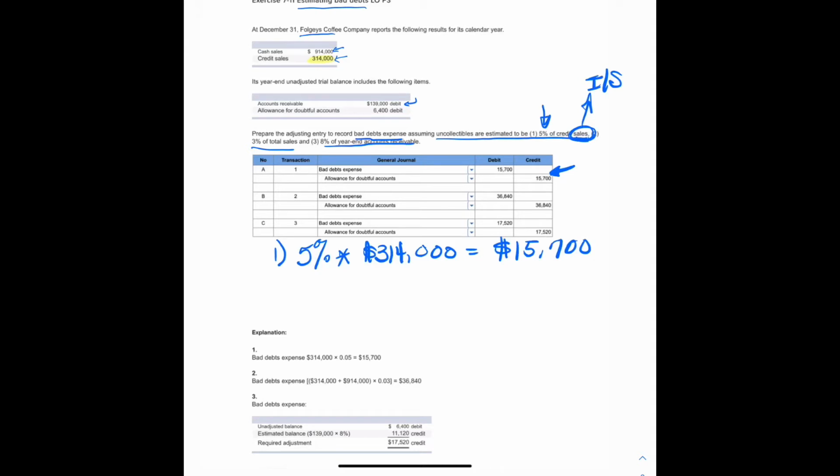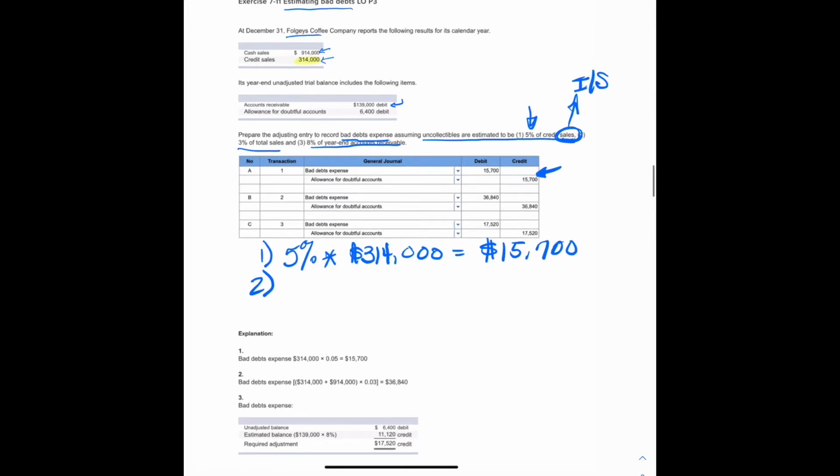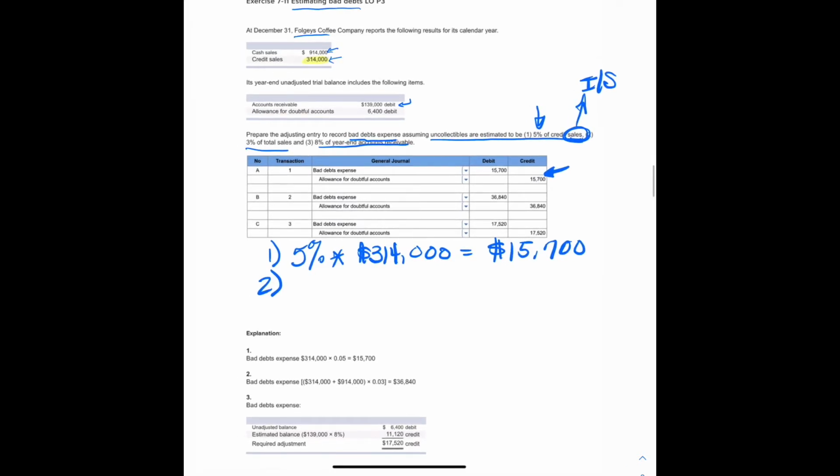Okay, so we completely ignored the beginning balance in this allowance for doubtful accounts because it's not relevant to this piece of the question. So for number 2, they tell us, well, now we're going to use 3% of total sales. So we're not just going to apply this to the credit sales, which is the portion that could actually need this adjustment. Instead, for simplicity, we're just going to add up all of our sales. I'll take 3% of that.